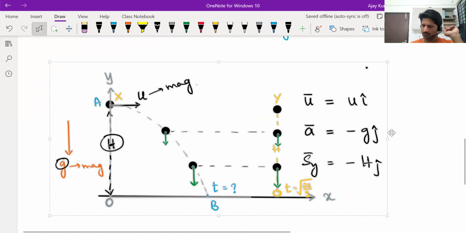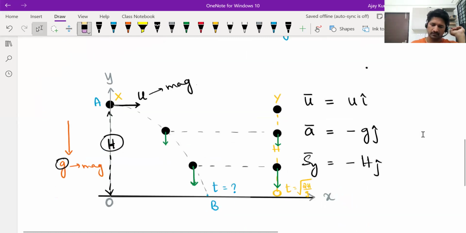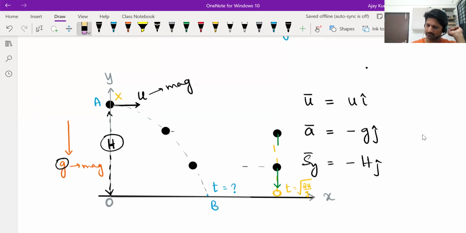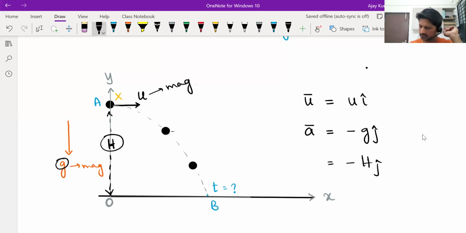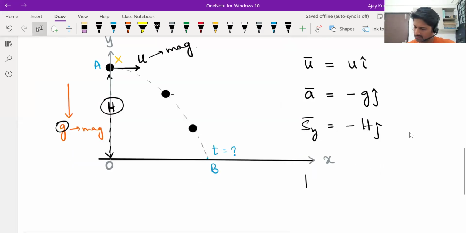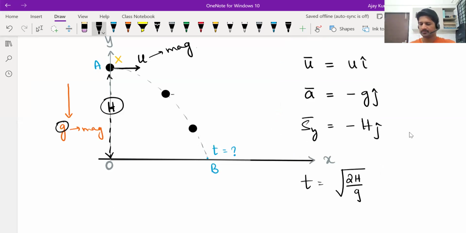Next, we'll derive the horizontal range. Just a moment. So we now need the displacement from O to B. This Sy is known to us. Now we have calculated time also. Let us include that. Time is under root 2h by g.